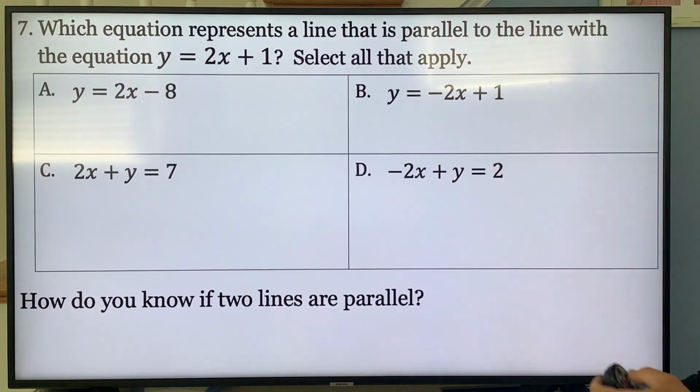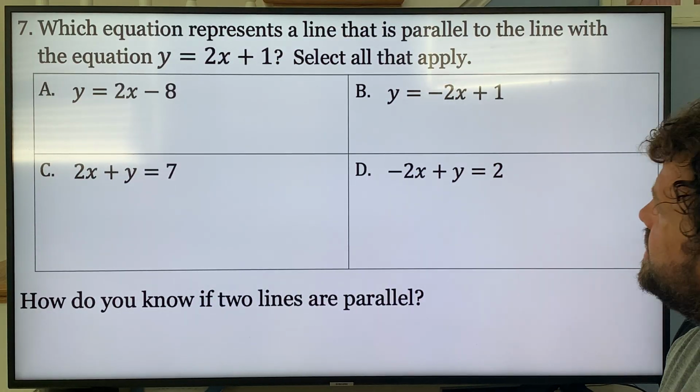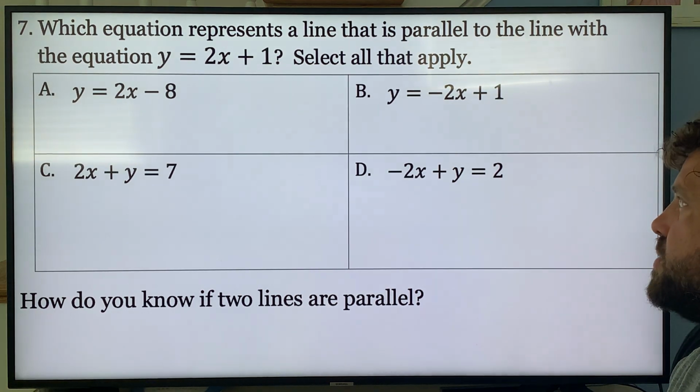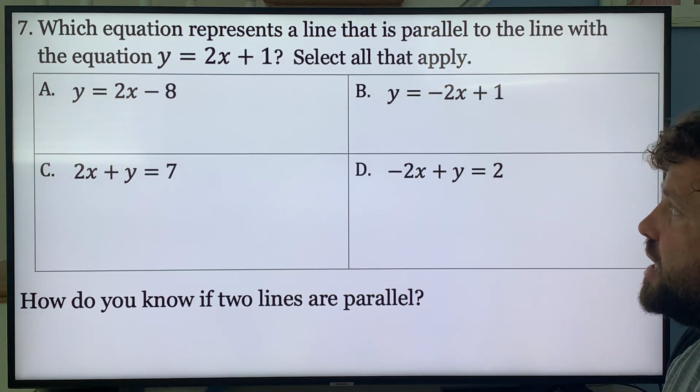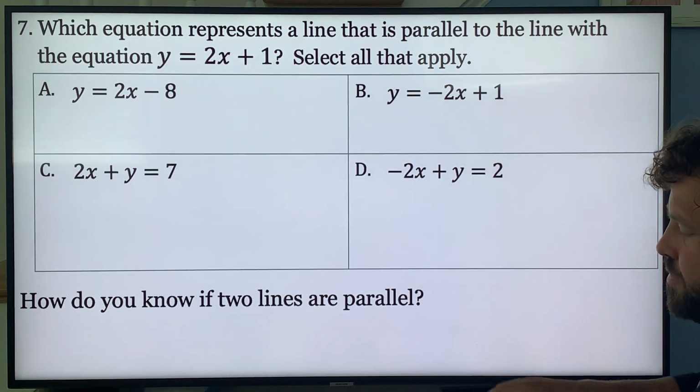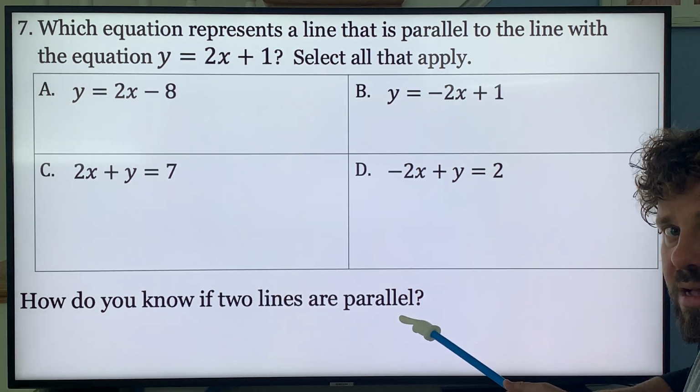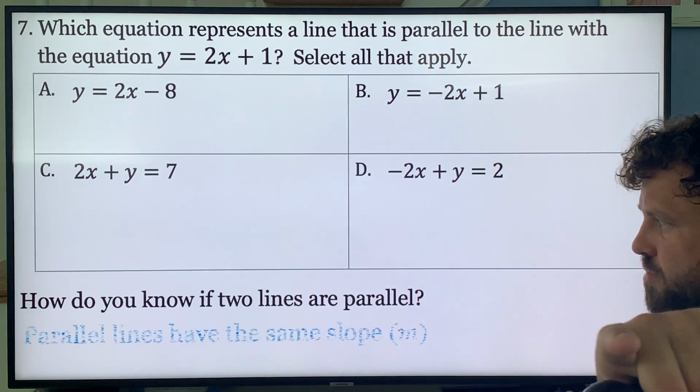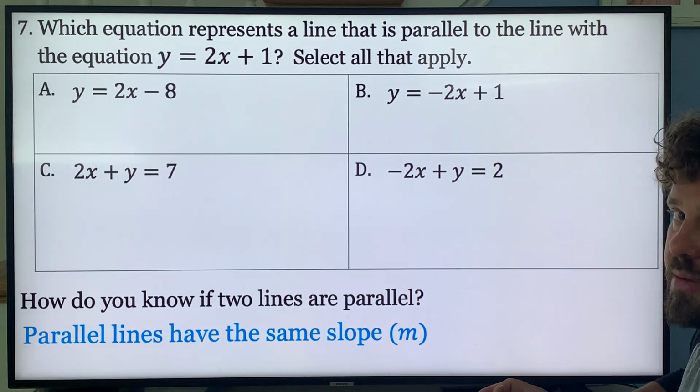Awesome. All right. Which equation represents a line that is parallel to the line with the equation y equals 2x plus 1? Select all that apply. Now, you have a line that's parallel to another line. How do you know two lines are parallel? Do you remember? Geometry. Parallel lines have the same slope.